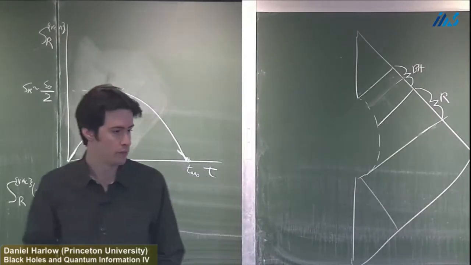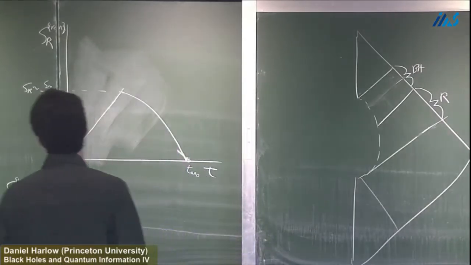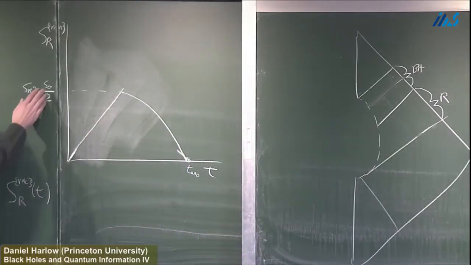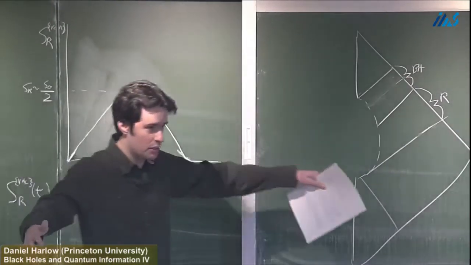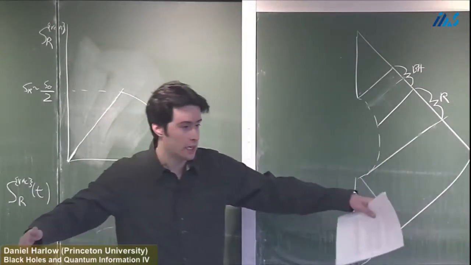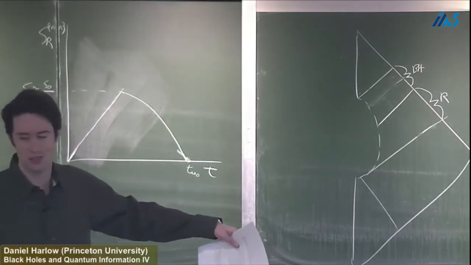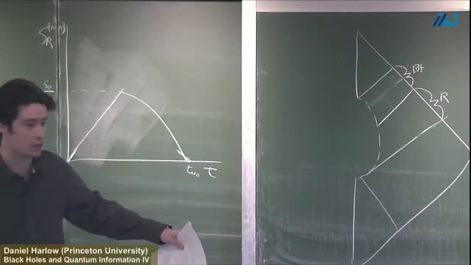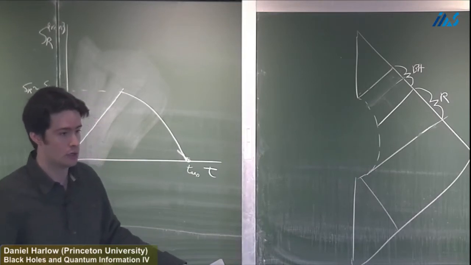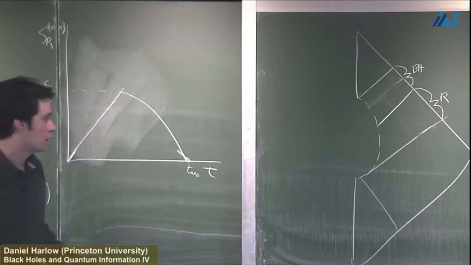Why is that S over 2? Yeah, because the intuition for this is just you start with some big black hole. So it's actually in a pure state, so its entropy is 0. But if you didn't know that and you just looked at it, you would give it a coarse-grained entropy, which is S naught, which is its area over 4.